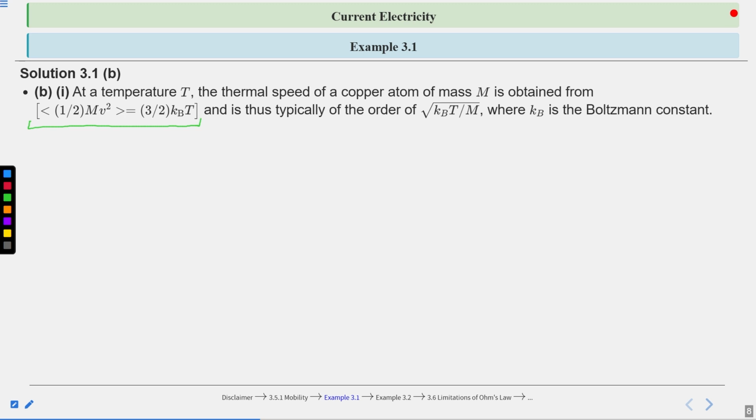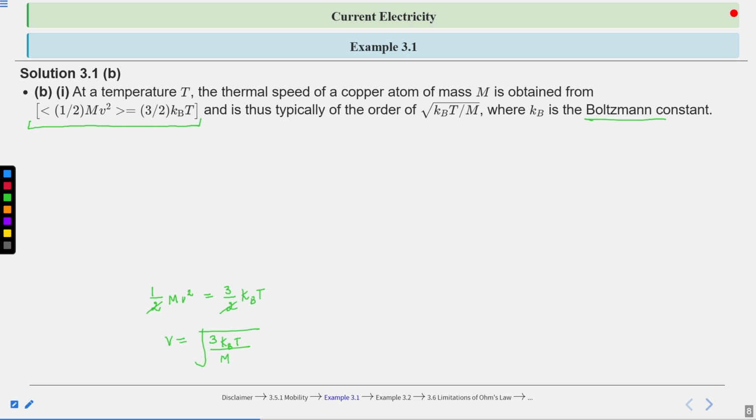So this is shown, and this is typically of the order of root kBT upon m, where kB is the Boltzmann constant. What is this order? After solving, you get half m v square, average value, equal to 3/2 kBT. The 2 and 2 cancel out, and v will be root 3 kBT by m. But they are saying of order of.